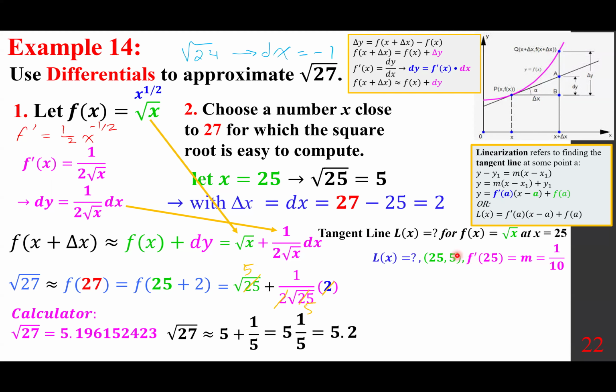So y minus 5 equals 1 over 10 times x minus 25. And I'm going to leave it for you to simplify this into y, or L of x, equals 1 over 10 x plus 5 halves. If you replace the x with 27, it becomes L of 27, and it becomes exactly what we have here with the fractional format or decimal format. Linearization will result in the same answer. It must and it will.